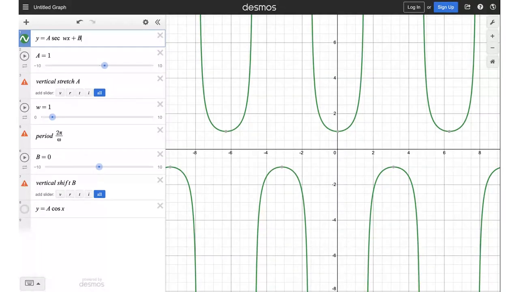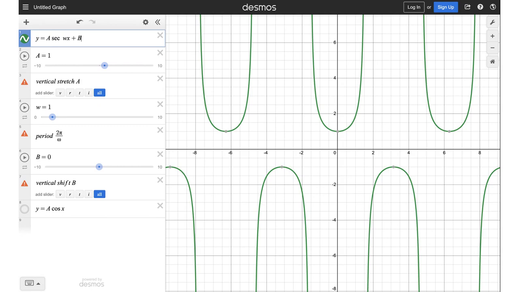Now we'll take a look at some transformations of the secant function. I'm going to start in the middle. This is secant of omega x. I know it looks like a W. Technically it is a W because Desmos doesn't like omega, but officially it's an omega. The Greek letter is not a W.